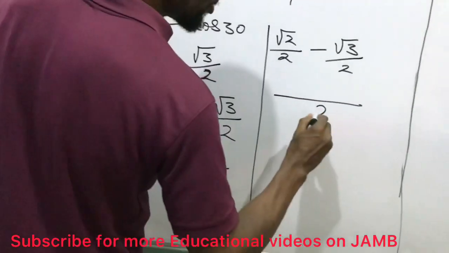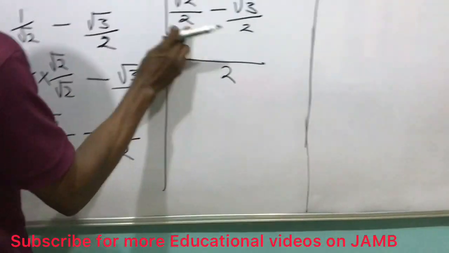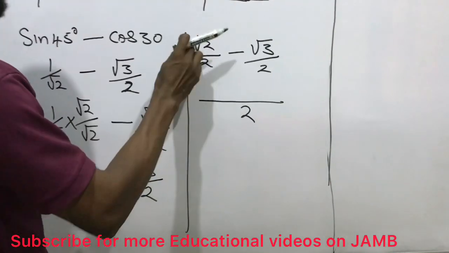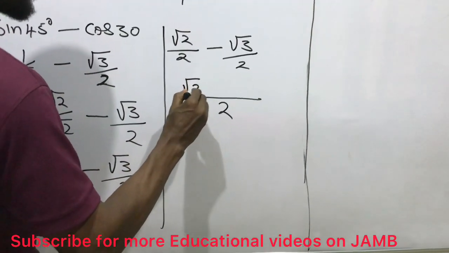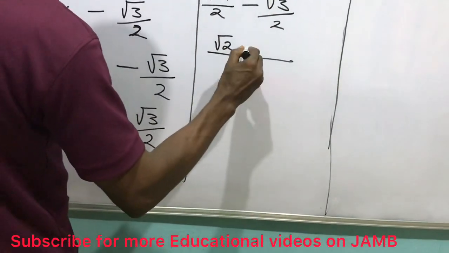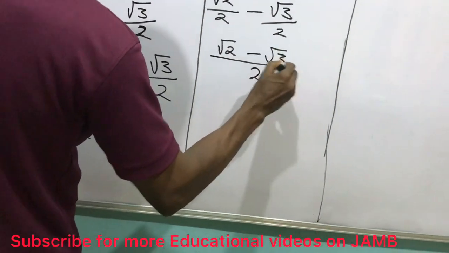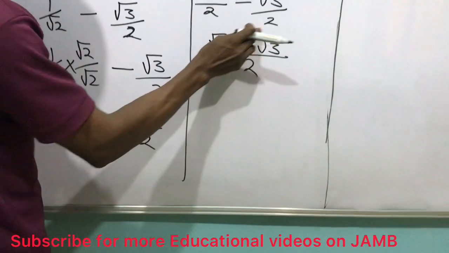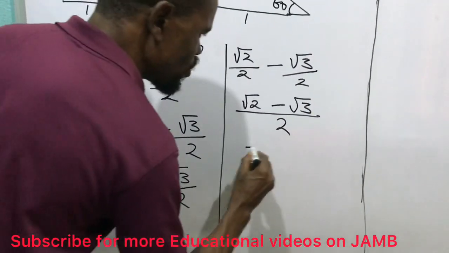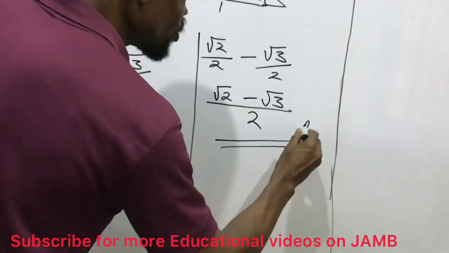LCM is 2. 2 divide 2. LCM of 2 is 2. 2 divide 2 will give me 1. 1 times this will give me root 2. Then 2 divide 2 will give me 1. 1 times this will give me what? Minus root 3. That's my minus. I bring it down. This divide will give me 1. 1 times this will give me this. And that's my answer to this question.